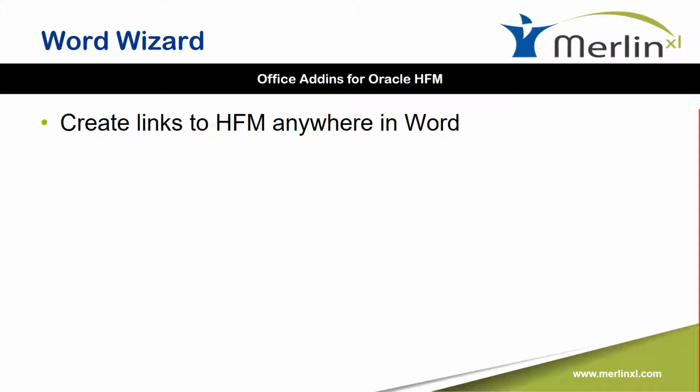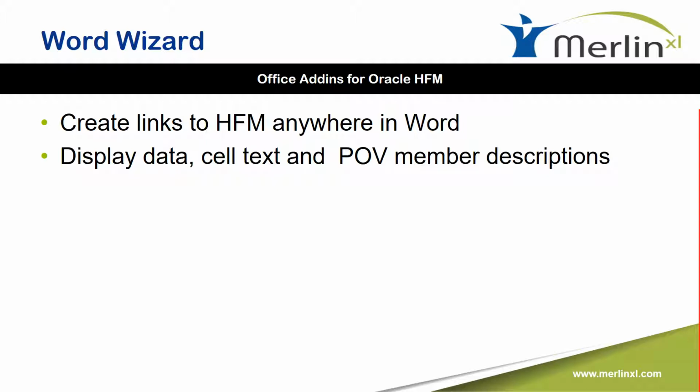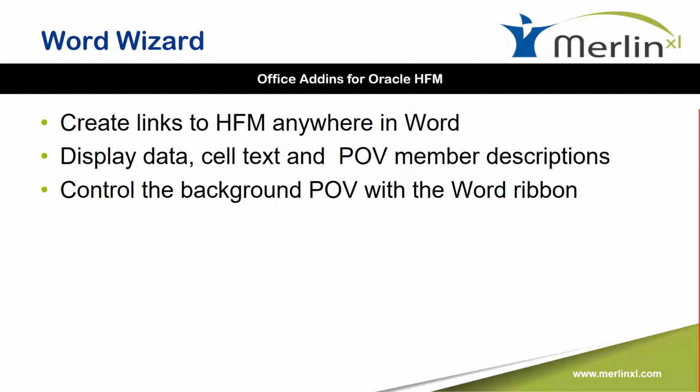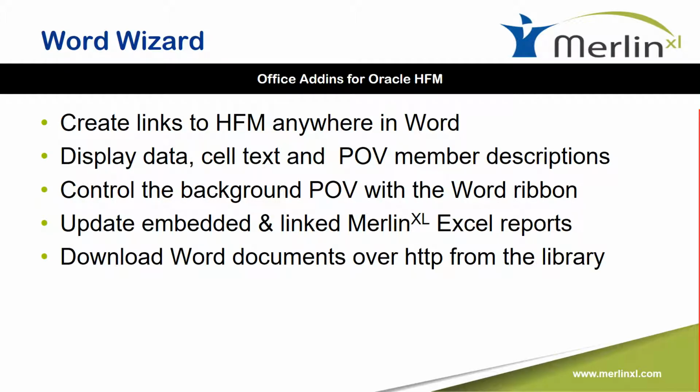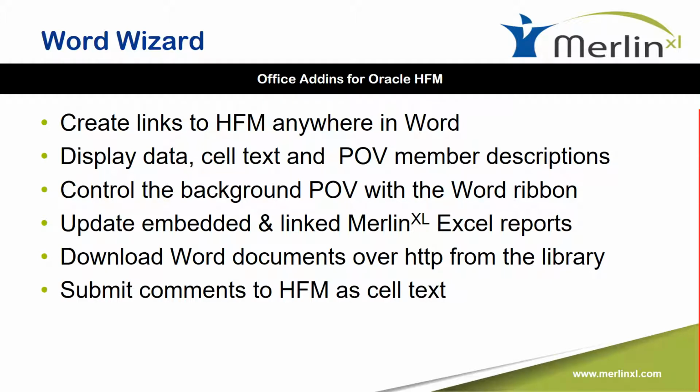cell text. The MerlinXL links can display data, cell text, and even the descriptions of members in the background point of view, which can be controlled within Word using the MerlinXL ribbon. And using the ribbon, it's also possible to update embedded and linked MerlinXL reports in Word. As with other MerlinXL wizards, it's possible to download documents over HTTP from the document library. A useful feature of the MerlinXL Word Wizard is the ability to write comments in Word and submit them back to HFM as HFM cell text.